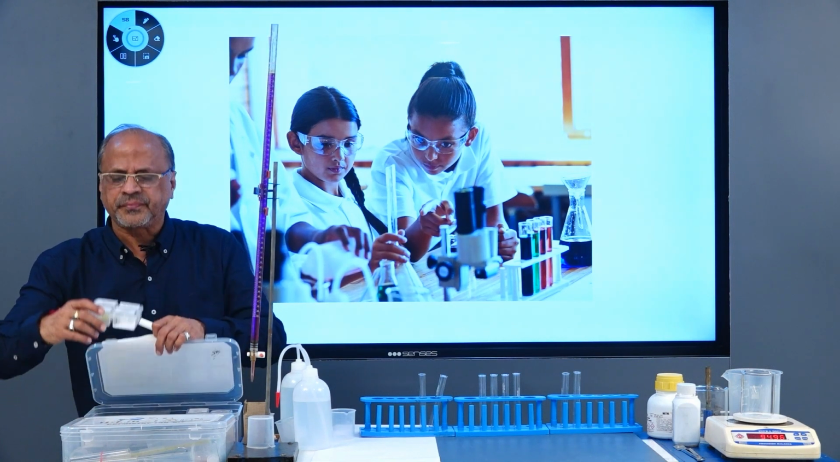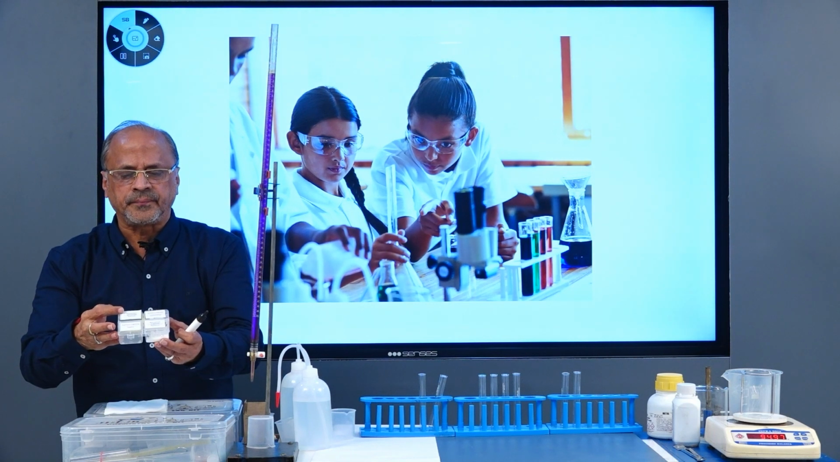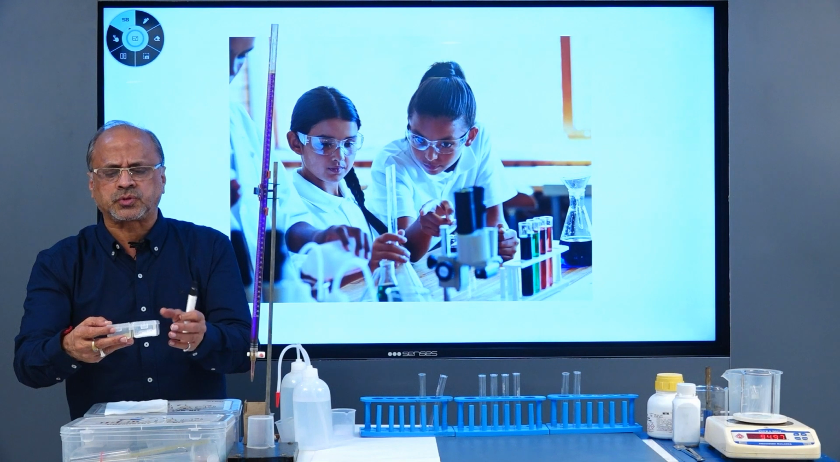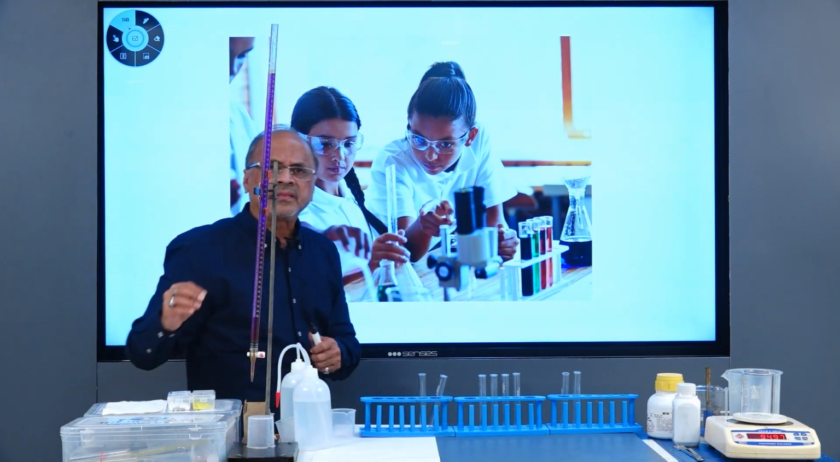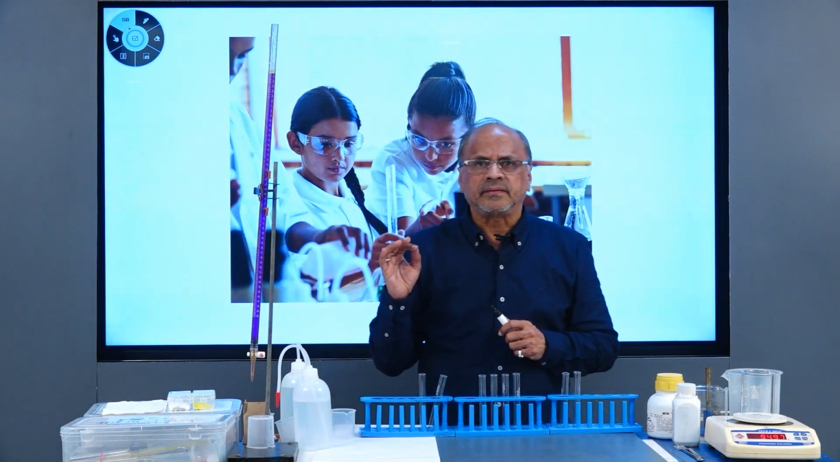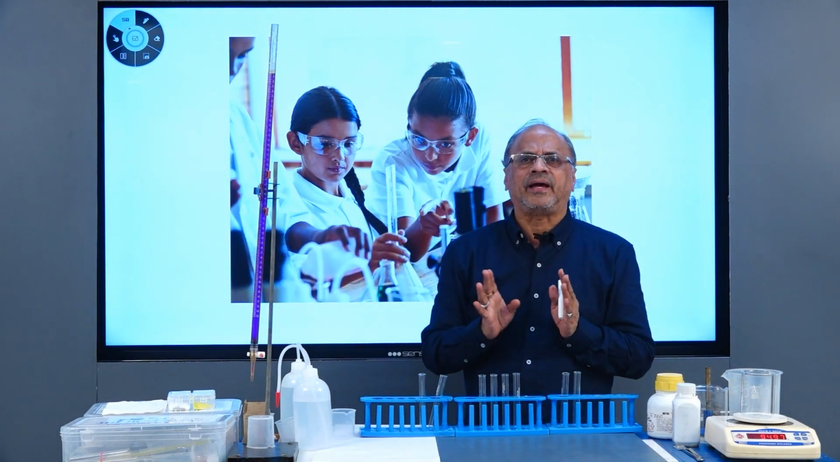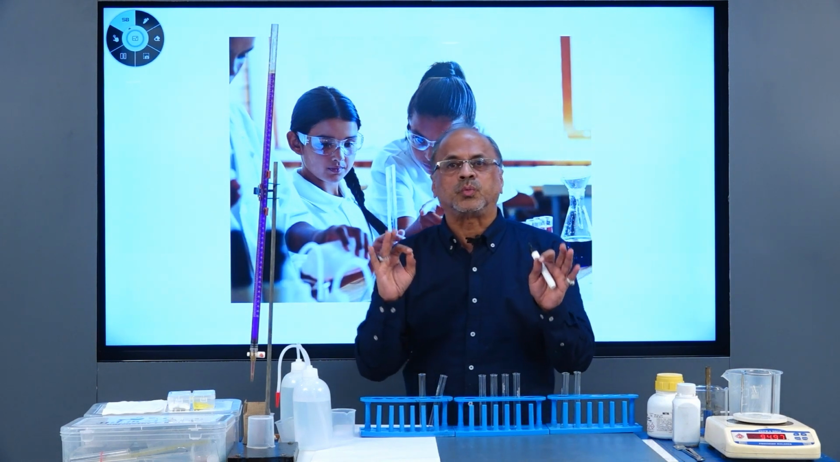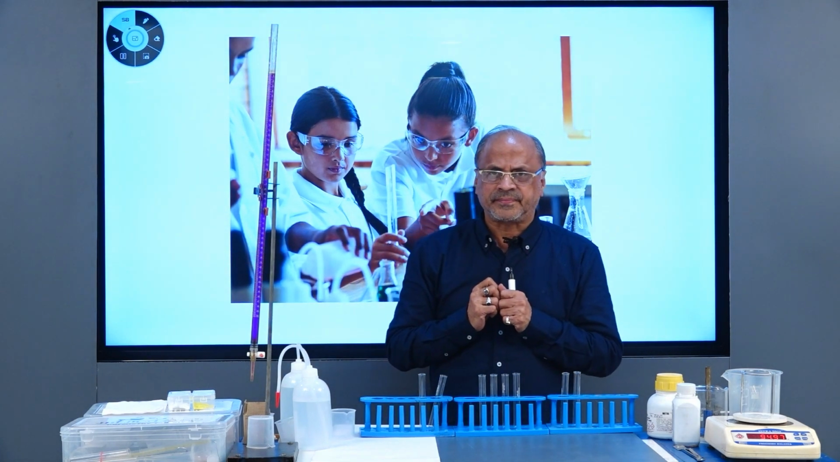For example, here I have got potassium chromate, sodium acetate, ferrous sulfate, so many. Why have I kept them? The class 10 and 9th, whatever experiments are there or whatever theory is there, can be understood very well with the help of these experiments.